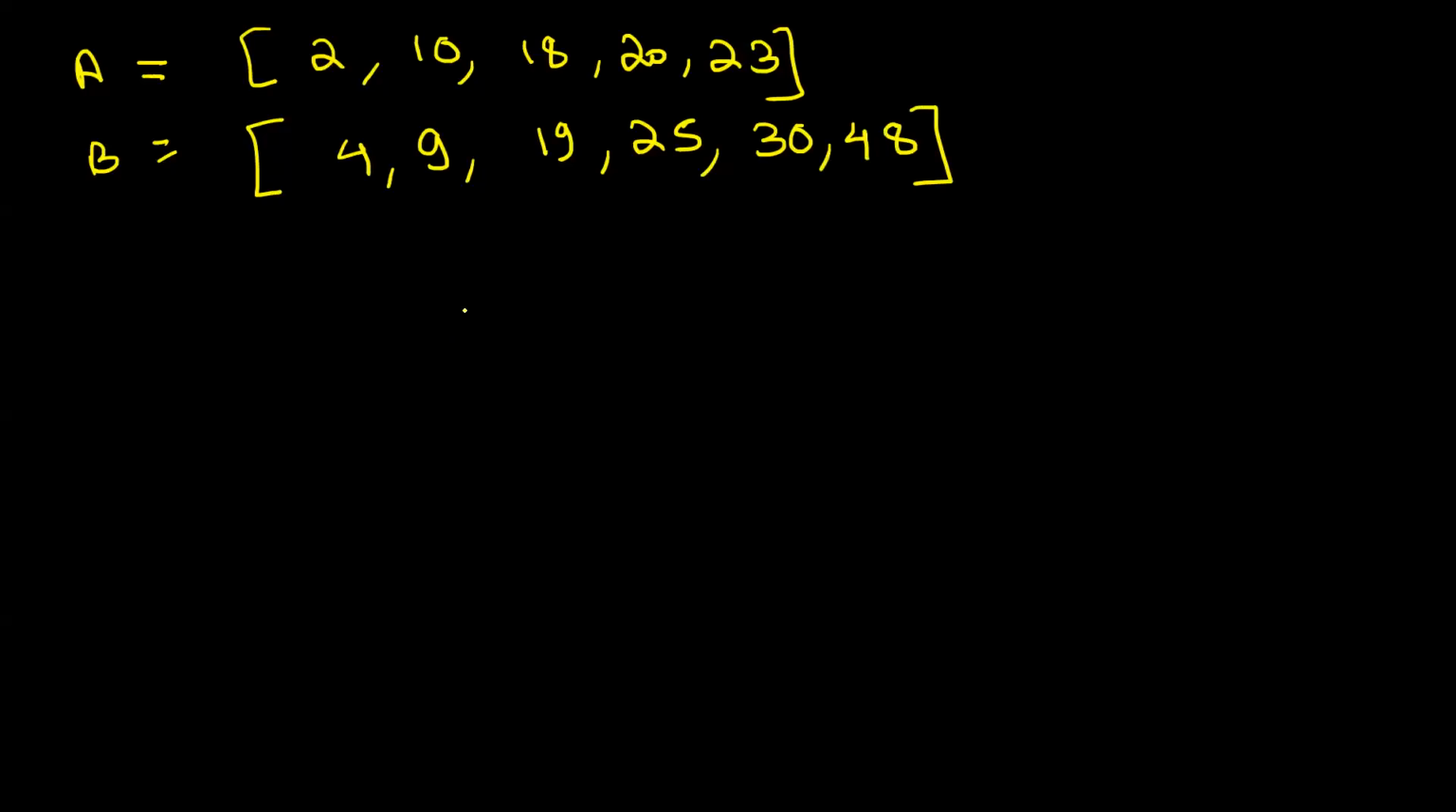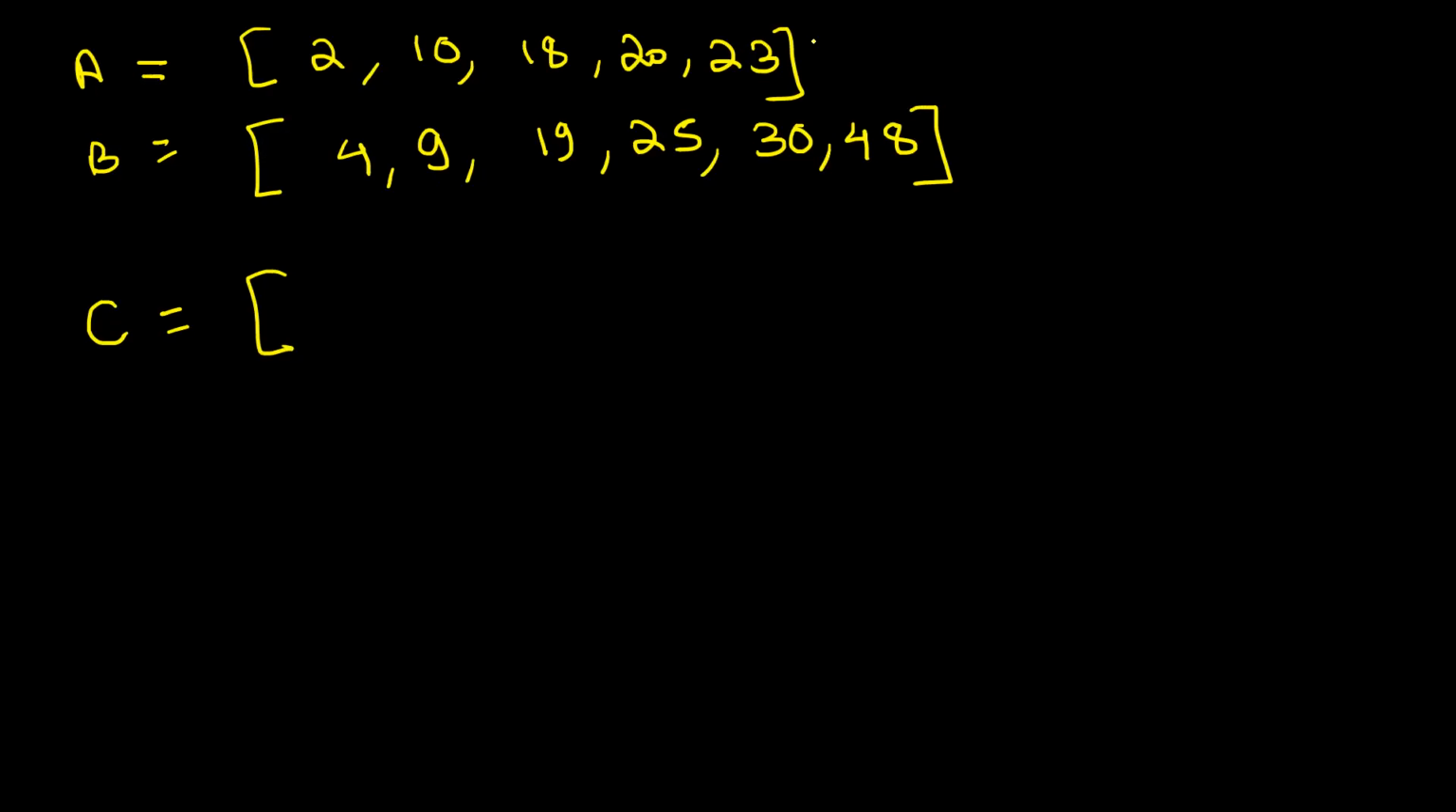Now, what I want you guys to do is, given 2 sorted arrays A and B, I want to merge these 2 sorted arrays into a new array C, such that array C should also be sorted. So I have a new array C, which should contain all the elements of A and B in sorted sequence, or in sorted fashion.